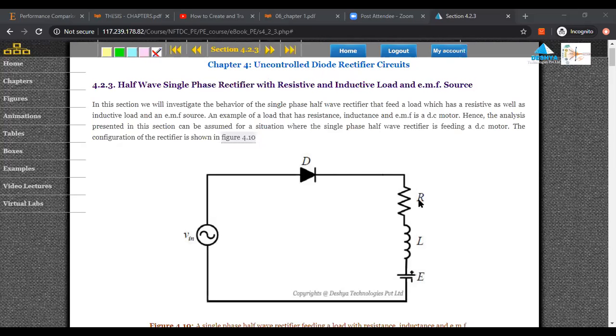Okay, coming to the RLE load. Now what is very important here? This diode will become forward biased only if the load EMF is less than the input voltage.